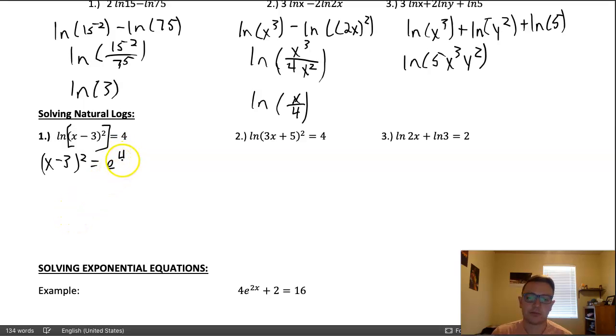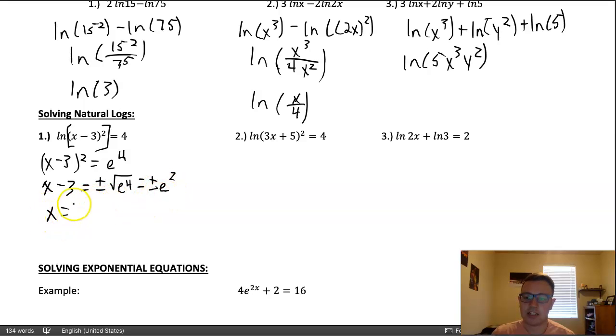We're going to take the square root, so this will become x minus 3. And because we're taking the square root, we need to have a plus or minus. So this is plus or minus the square root of e to the fourth. And the square root of e to the fourth is going to be e squared. So our value here is going to be plus or minus e squared.